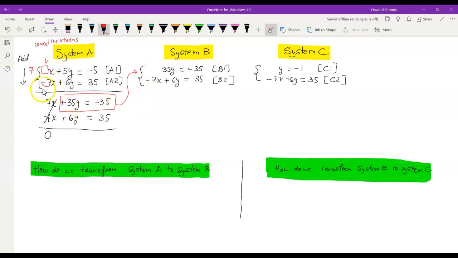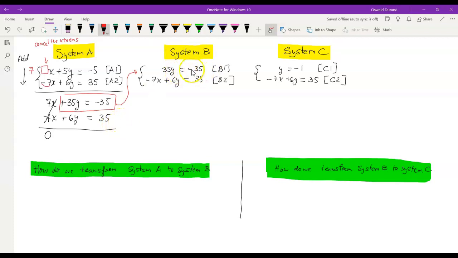So that's that for system A to system B. If you want to cancel out one of the variables, we have to find a multiple to do that in order to add vertically and cancel out one of the variables. And then whatever is remaining here, this is what we have for system B.